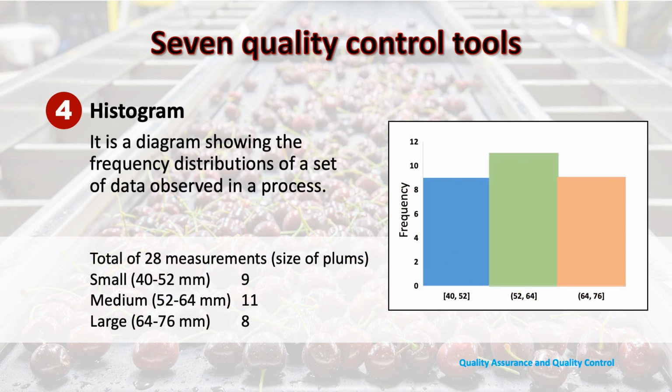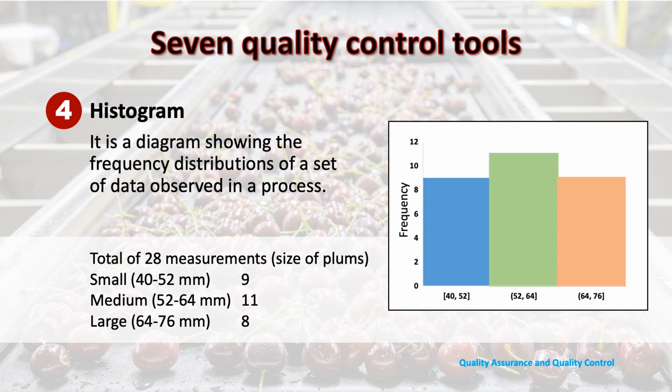A histogram is the 4th quality control tool. It's a diagram showing the frequency distributions of a set of data. This example shows a total of 28 measurements. These measurements were taken for plums that were received at a packing house. Among the 28 randomly selected samples, 9 fell into the range of 40 to 50 millimeter.